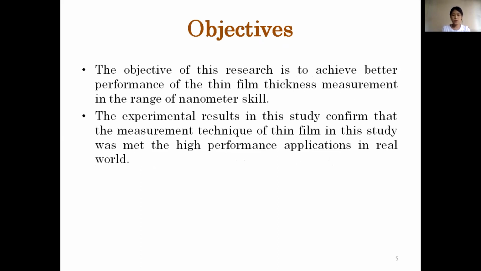The objective is to achieve better performance of thin film thickness measurement in the range of nanometer scale. In this research, the experimental and measurement results met the requirements of high-performance applications in the real world.